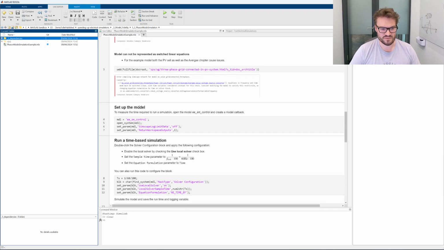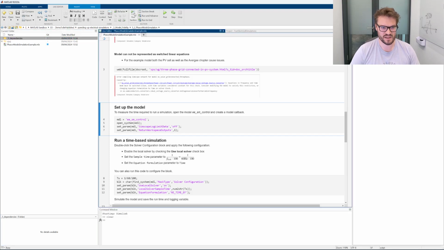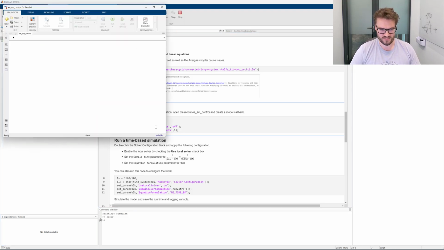Now I want to show you how you can set up such a phasor mode simulation. So first, let's open the model and make sure we will log all of the Simscape data.